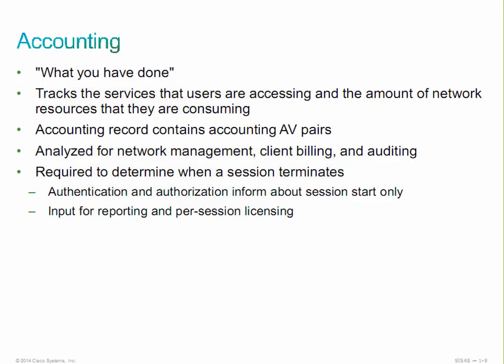These accounting records contain what we call AV pairs, and those get stored on the security server. Then we can take some sort of third-party application, event correlation tool, or whatever it might be, whether it's for client billing or just for security assessments. Maybe we have a process for applying different security assessments throughout the life cycle of the user's ability to access the network, and so on.